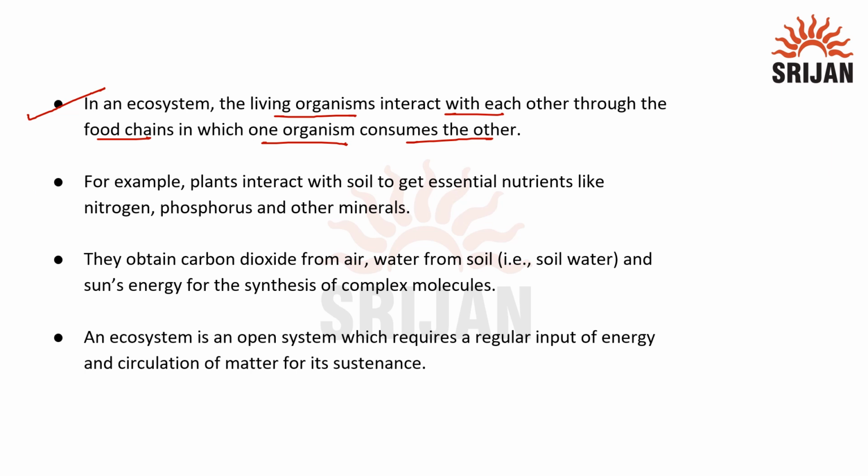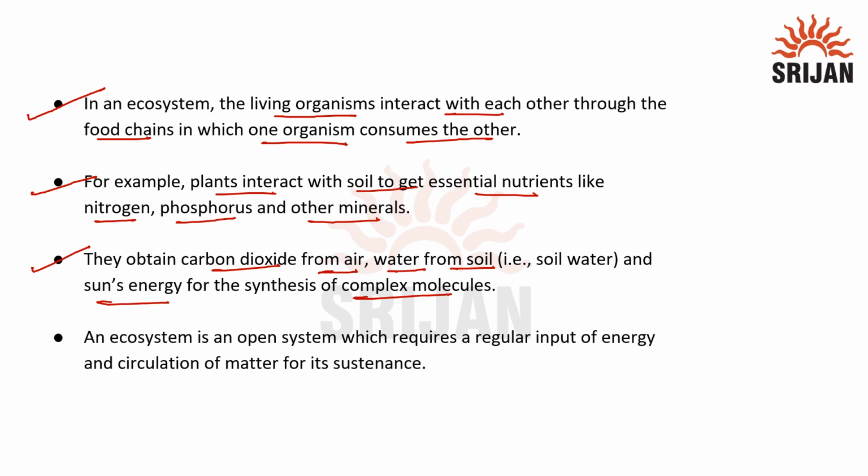Here we have an example. A plant interacts with soil to get essential nutrients like nitrogen, phosphorus and other minerals, which the plant utilizes for synthesizing various things. Then it obtains carbon dioxide from air, water from soil and the sun's energy, and synthesizes a complex molecule like glucose, which is passed on in the food chain.